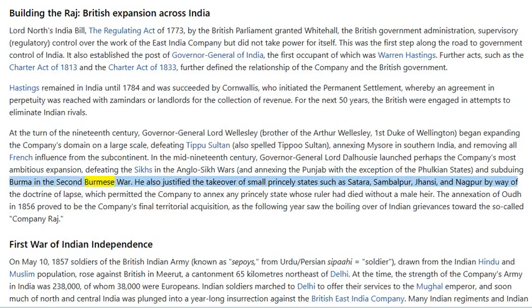In the Second Burmese War, he also justified the takeover of small princely states such as Satara, Sambalpur, Jhansi, and Nagpur by way of the doctrine of lapse, which permitted the company to annex any princely state whose ruler had died without a male heir. The annexation of Oudh in 1856 proved to be the company's final territorial acquisition, as the following year saw the boiling over of Indian grievances toward the so-called Company Raj.